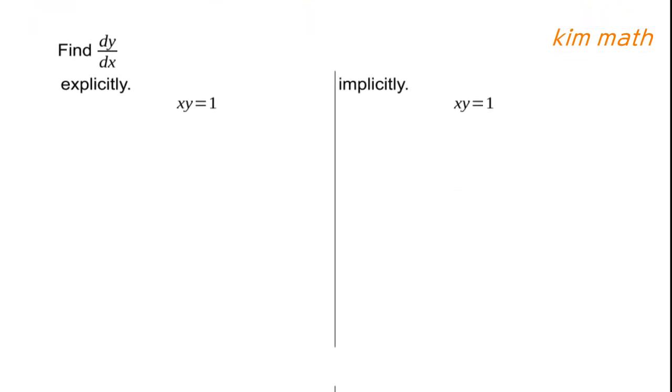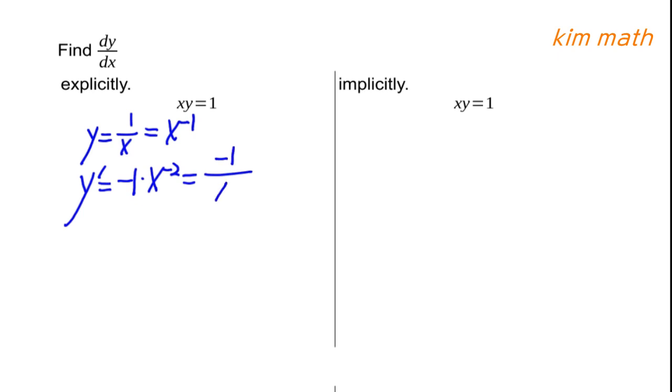Here, find dy/dx. They ask us to do it in two different ways, explicitly and implicitly, to check that these two methods produce the same result. Explicitly, you must isolate y first, right? So y equals 1 over x, or x to the negative first power. Can you remember the power rule? y prime will be negative 1 times x to the negative second power, or negative 1 over x squared. Okay, quite a simple one.